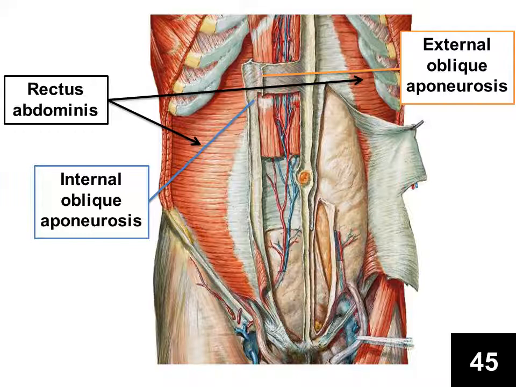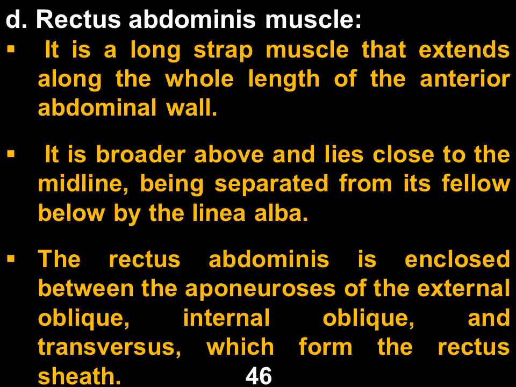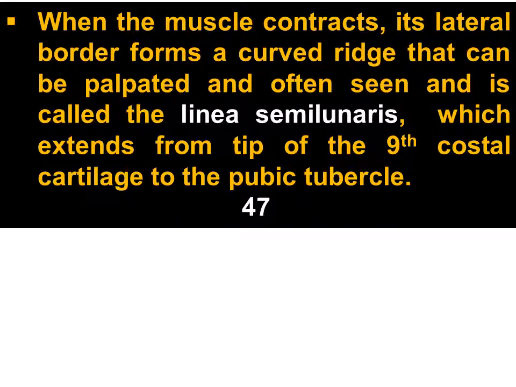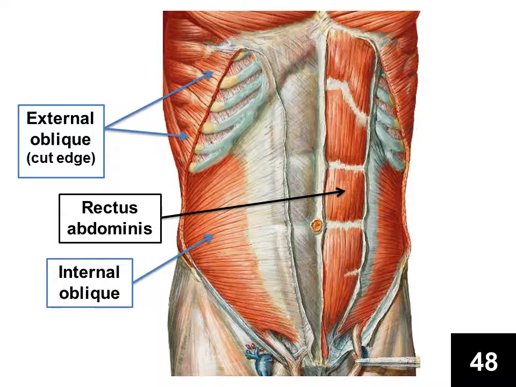Now the rectus abdominis. Let's go to the other picture. Here is the rectus also. The rectus abdominis is a strap muscle that extends along the whole length of the anterior abdominal wall, as we said, from the xiphoid process to the symphysis, where it is broad above and lies close to the midline, but below they are separated by the linea alba.